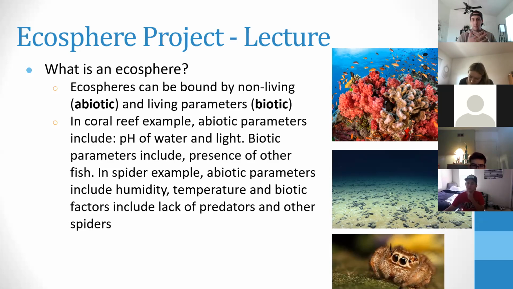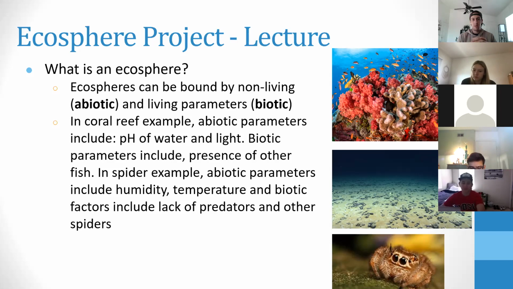So in the coral reef example, abiotic parameters include, of course, light, right? They're bounded by light, so that's a non-living thing. And then the pH of the water, that's another non-living thing that bounds coral reefs. If it's too acidic, they won't live there. So they need the right pH of the water. Temperature is another big one. A lot of things are bounded by temperature. They can't live in certain areas because it's too cold or too warm. So those are just some non-living examples of what can bound an ecosphere or ecosystem.